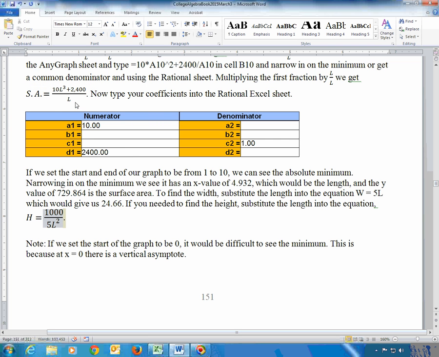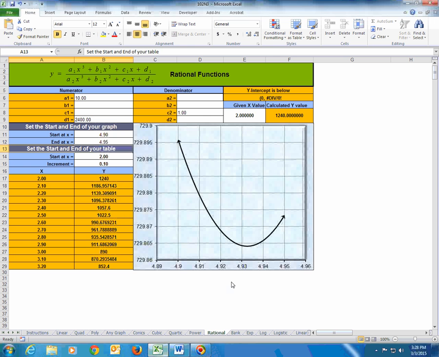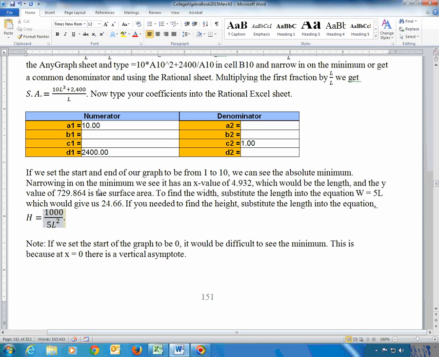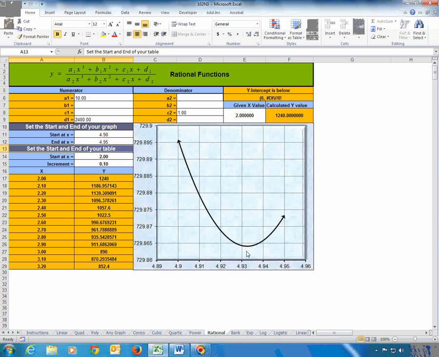So the length should be, I think we say here, 4.932. Let's check it. Well, we don't need another digit, but just holding the mouse cursor there, I would round it 4.931. So whatever, we'll go 2 digits, 4.93. So that's what the length should be, because it's in terms of length. The y value is your surface area. So let's look at the graph here and see how high is it? About 729.86. So 729.86 is what the surface area would be.